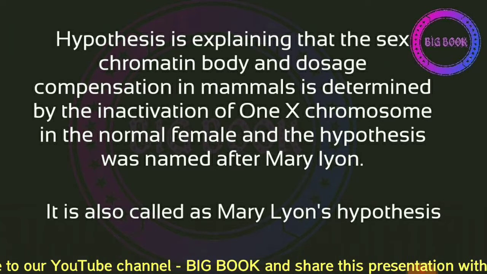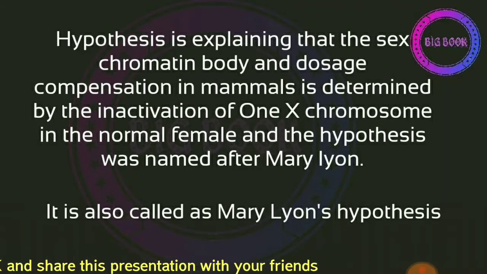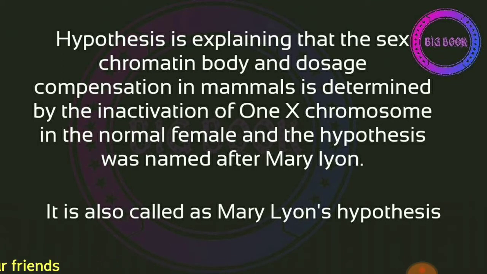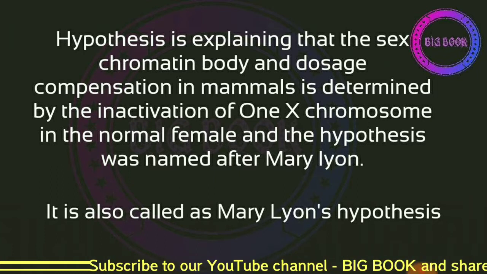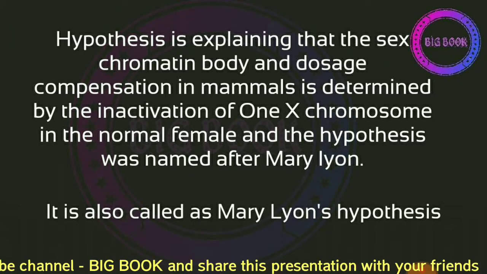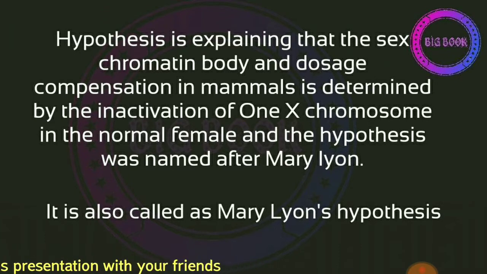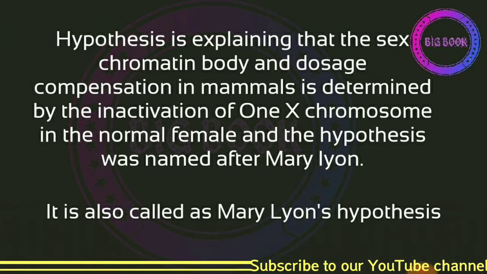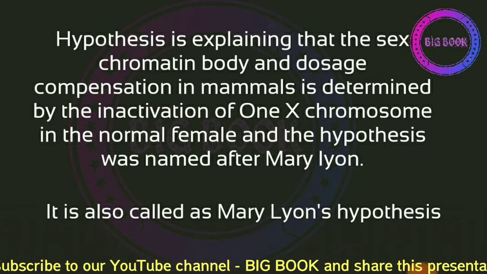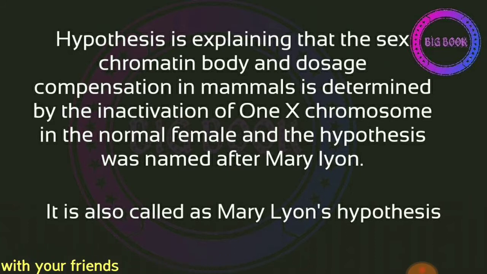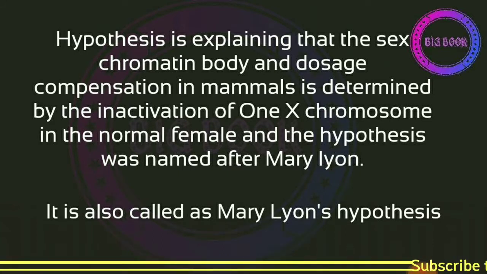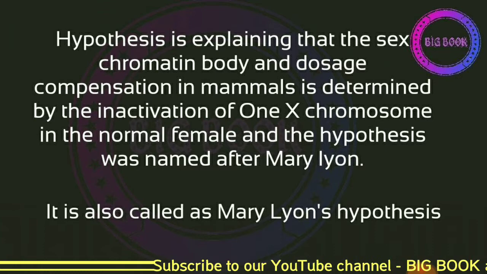Later it came to be considered a phenomenon, and a hypothesis explaining that the sex chromatin body and dosage compensation in mammals is determined by the inactivation of one X chromosome in the normal female. The hypothesis was named after Mary Lyon. It is also called Mary Lyon's hypothesis.